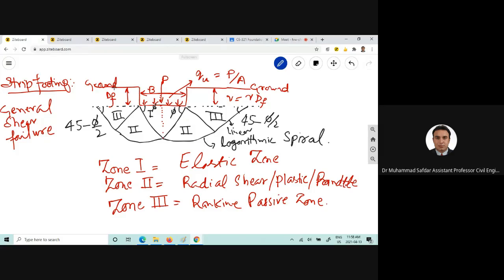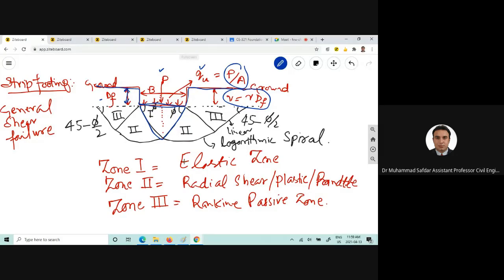So here we are given the ground surface and the foundation is placed at a depth here, Df. That is the load, and if you want to find out the ultimate pressure, that would be P divided by area, or the load divided by area. If you want to find out the surcharge pressure, that would be gamma times Df. Terzaghi said that we will see an elastic wedge here, which will be rigid and which will move along with the foundation.